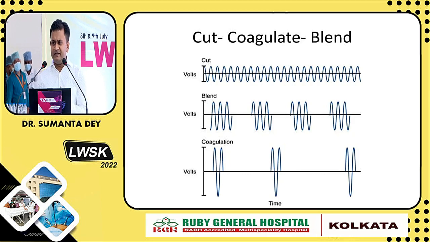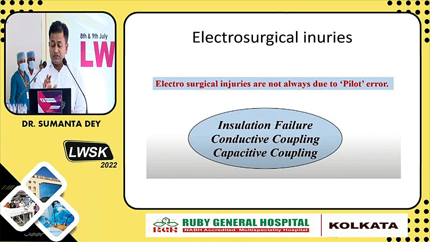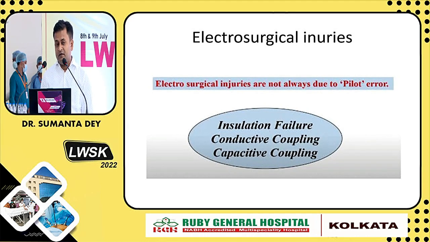Again, there are various blend modes where you can use cutting and coagulation. In coagulation, there are 2-3 types of blending modes. Then cutting, there are blend 1, blend 2, blend 3, where you can adjust your amount of energy to be delivered and the mode of energy to be delivered. But the most important thing you need to understand is what electrosurgical injuries can happen if you don't understand the mechanism of these monopolar energy devices.